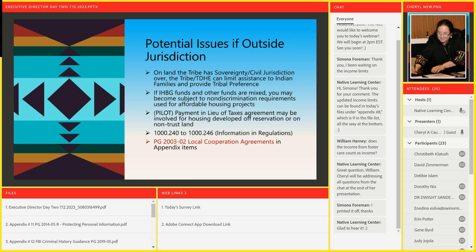If you are building off of your trust land or on non-reservation land, you also have to look at PILOT, payment in lieu of taxes. We're not allowed to pay taxes of any sort with housing money. So that agreement may be involved for developing housing off of your reservation or on non-trust land. So look at 1000.240 all the way to 246, the information on those regulations, and make sure that you look up local cooperation agreements in your appendix items. It's going to be required. HUD will come in at one point or the other, and they'll say, let me see the cooperation agreements you have in effect for these households.